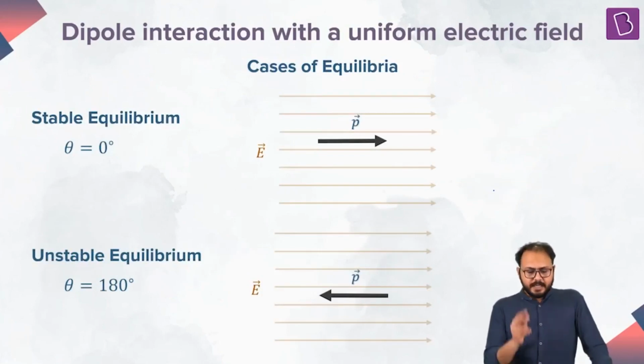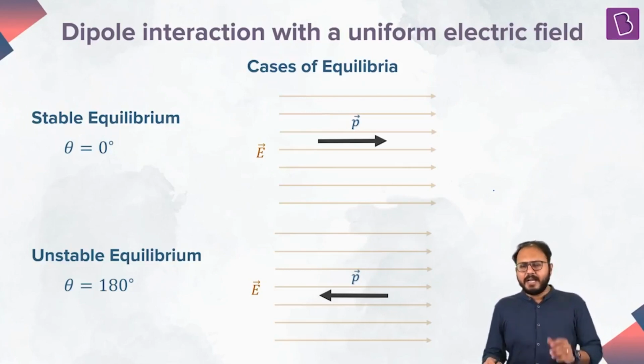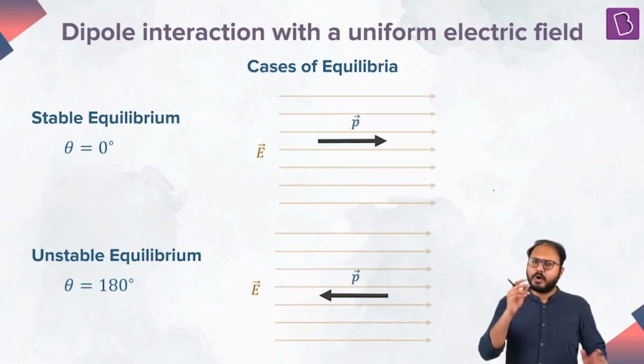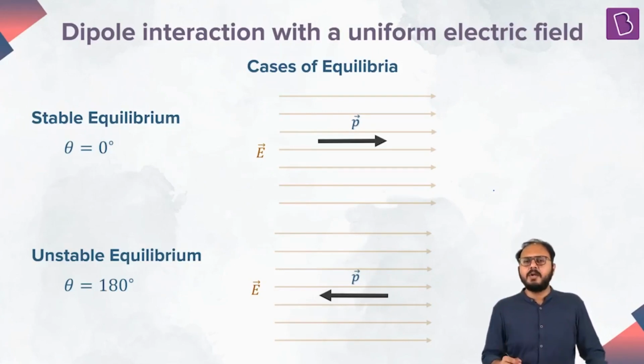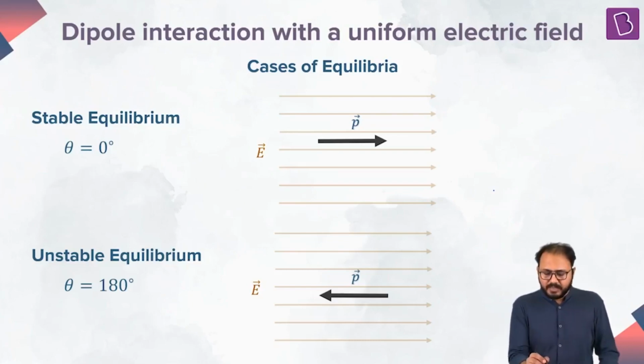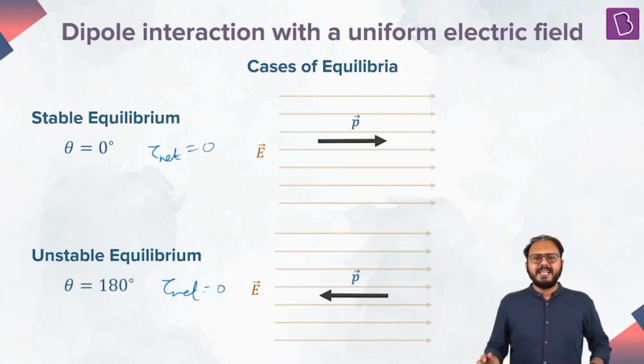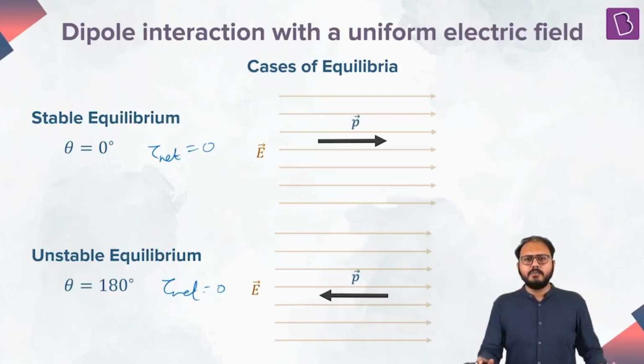Watch this. Is your P parallel to E? Is the angle theta 0? Yes, it is. Watch second case. Theta 180. Is the angle 180 and torque is still 0? Yeah. Why? Because sine 0 is 0. Sine 180 is 0. Are we convinced that in both the cases, the net torque is 0? Is the net force already 0? Yes.